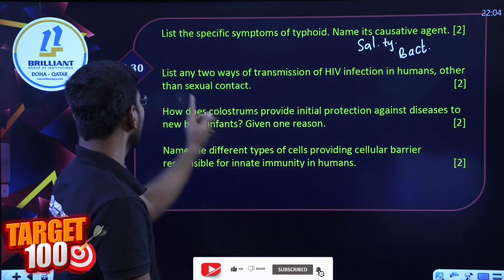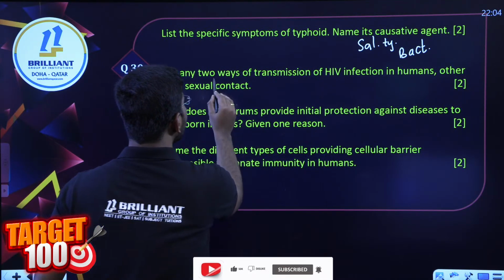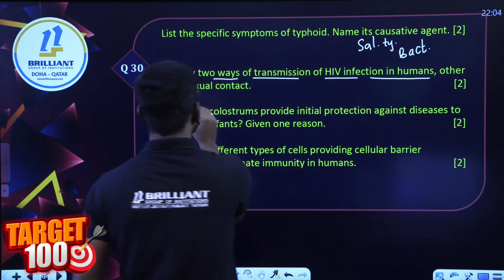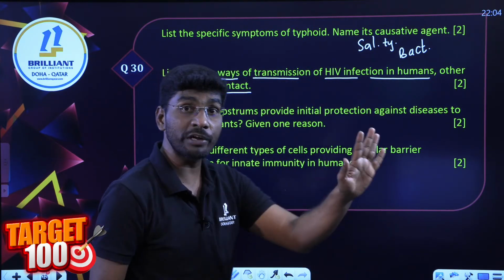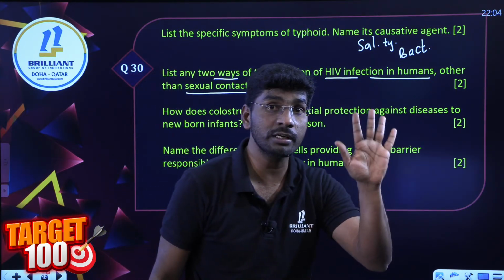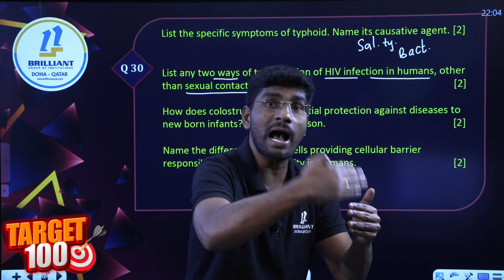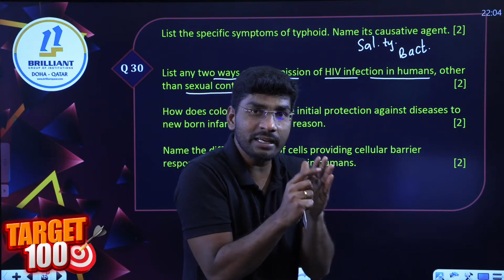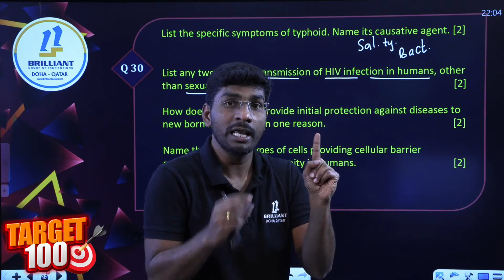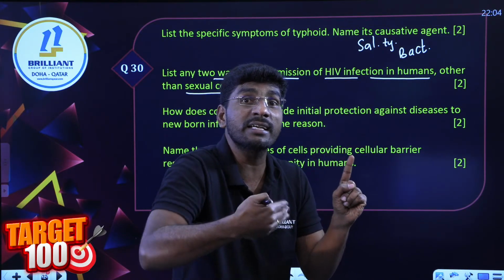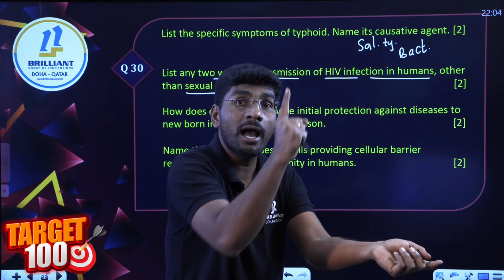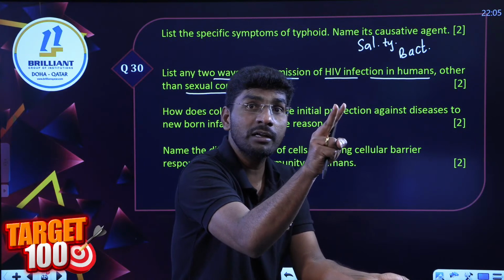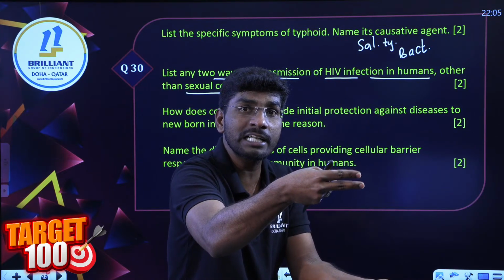List any 2 ways of transmission of HIV infection in humans other than sexual contact. This type of question can come, students. They are asking other than sexual contact, so if you read NCERT clearly, you would identify something. The people who are taking drugs intravenously have a high chance of HIV. Number 2, blood transfusion, often the people who are receiving blood transfusion.